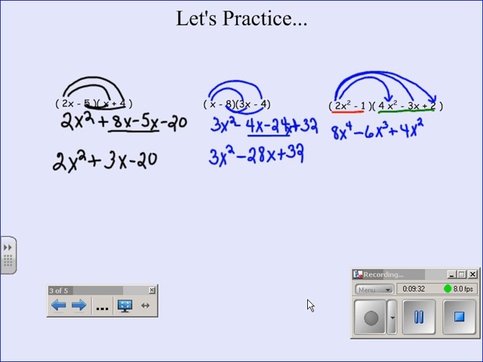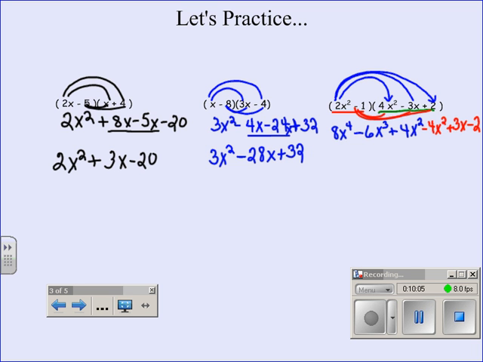Then I'm going to repeat the same process with the second number in that binomial. So I have negative 1 times 4x squared, and I'm going to have negative 4x squared. Then I'm going to multiply negative 1 times negative 3x, and that's going to give me a positive 3x. And I'm going to multiply my negative 1 times my 2, and I'm going to have negative 2.